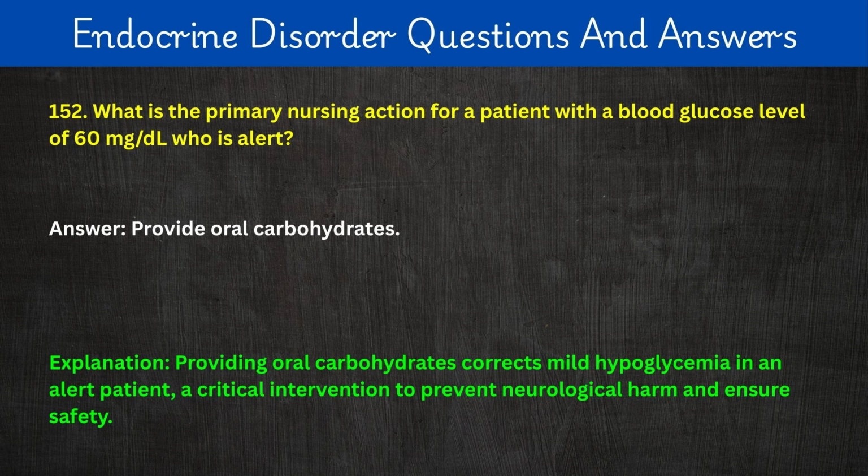152. What is the primary nursing action for a patient with a blood glucose level of 60 milligrams per deciliter who is alert? Answer: provide oral carbohydrates. Explanation: providing oral carbohydrates corrects mild hypoglycemia in an alert patient, a critical intervention to prevent neurological harm and ensure safety.